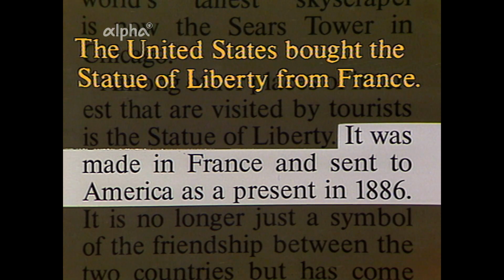The United States bought the Statue of Liberty from France. Is this statement right or wrong? There's clearly something wrong here. The Statue of Liberty was a present from France. It wasn't sold to the United States. Now you give the right answer.